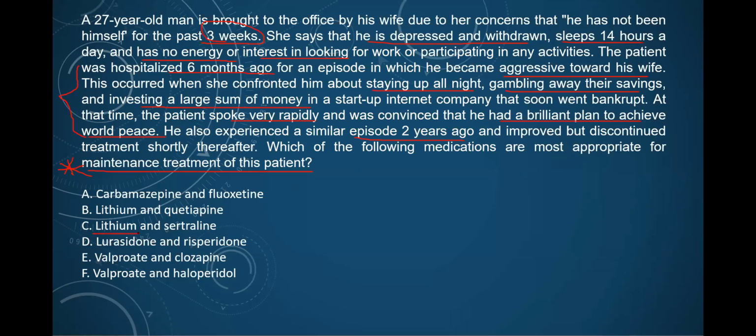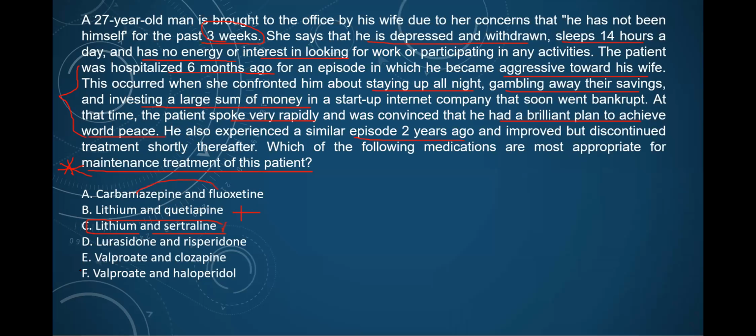So you have got lithium, which is a mood stabilizer, and you have got an antidepressant, sertraline, right? So these two will be the best option, because you have to choose the best always. Now, lithium and quetiapine is also an option, but both of these, lithium and quetiapine, both are mood stabilizer. But what about the depression patient is having now? You're not giving anything. You have to give something, right? So this two is not important. Carbamazepine, fluoxetine, well, this could be an option if lithium and sertraline was not in the option.